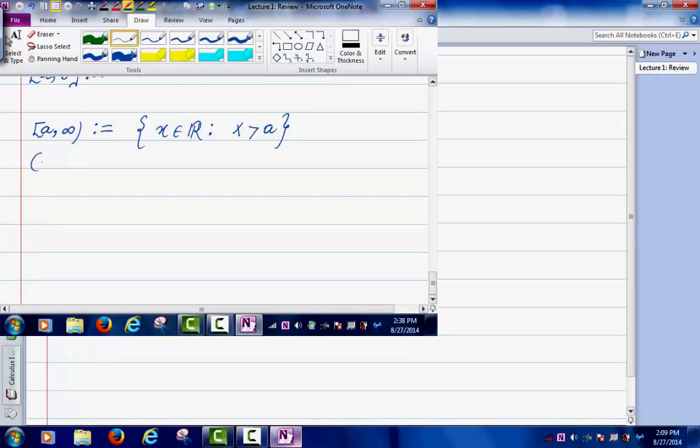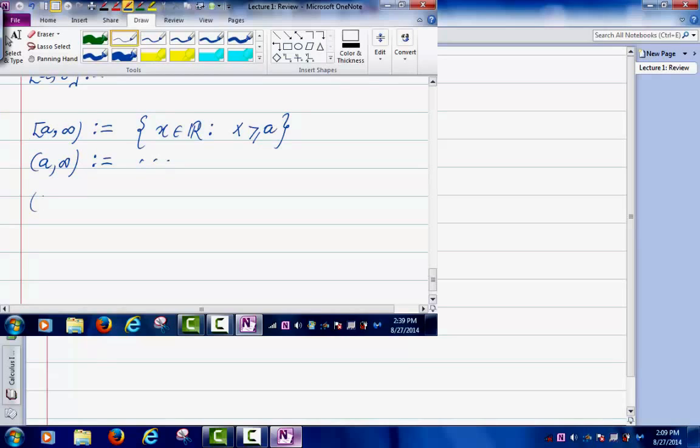I can also have open at A. I made a mistake here, didn't I? It should be greater than or equal to, because I have to include A. For the second one, though, I don't have to include A, right? The second one is everything bigger than A but not A.